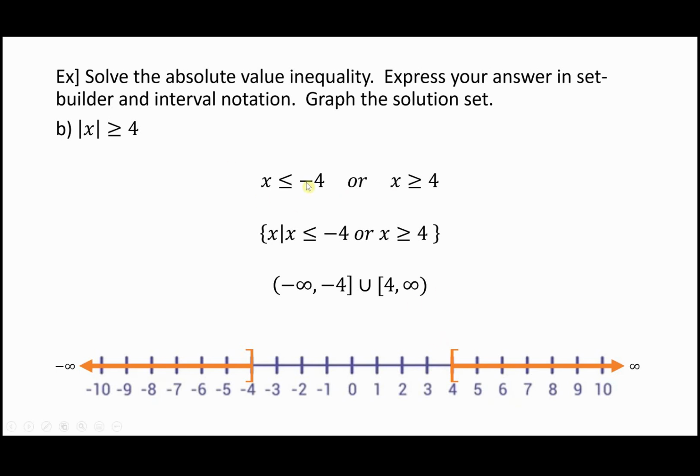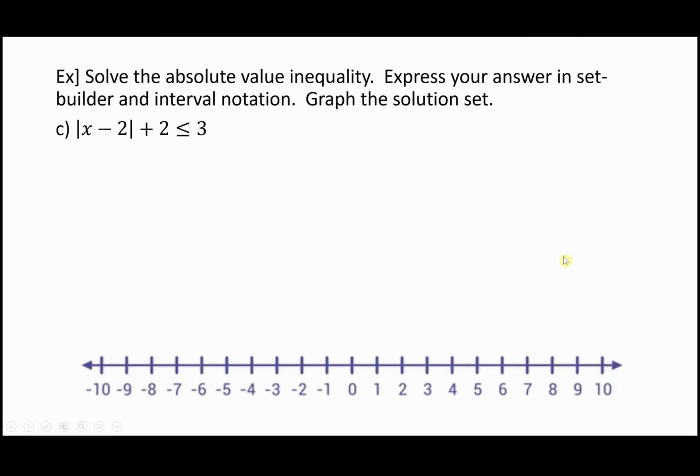We solved it. And by it, I mean the absolute value inequality. We solved it here. We put the solution set in using set builder notation here. We have the interval notation solution there, and then we graphed it. So we covered all the bases, and we're ready to move on to the next example.